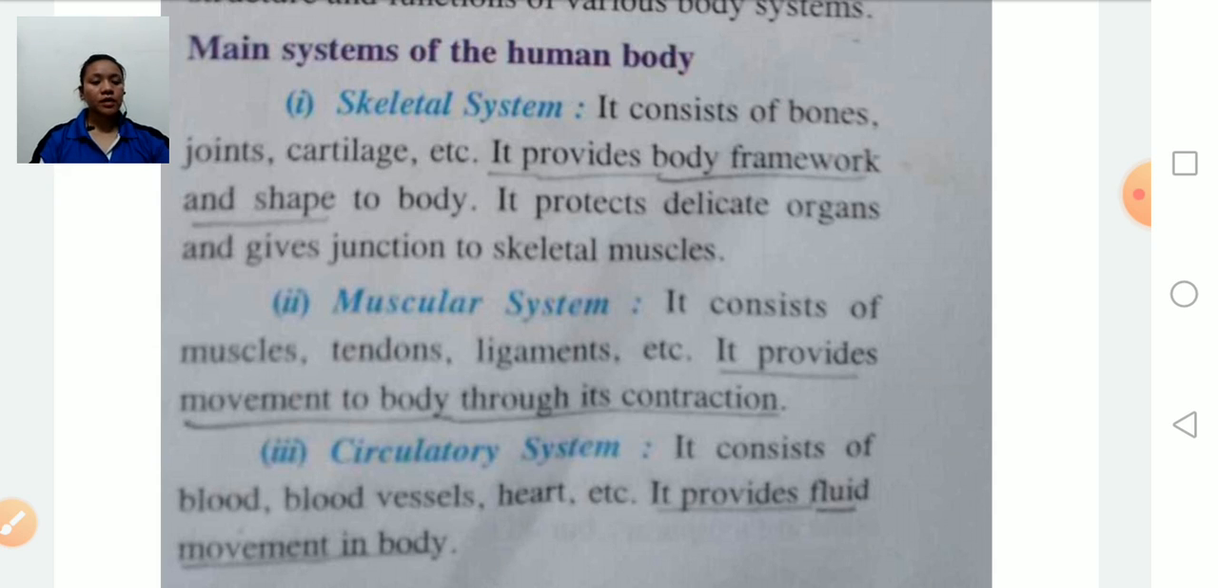Circulatory system consists of blood vessels, heart, etc., and it provides fluid movement in the body. Means it provides proper movement of blood throughout the body.